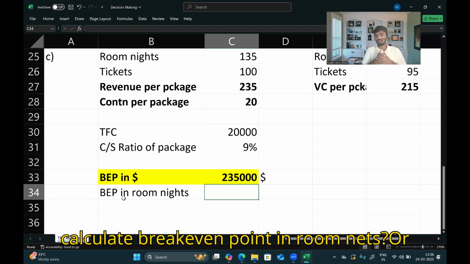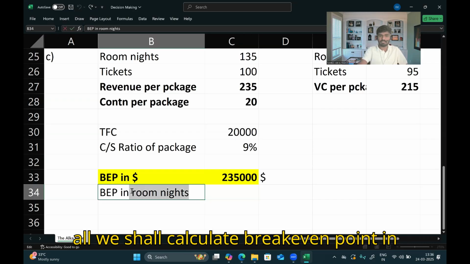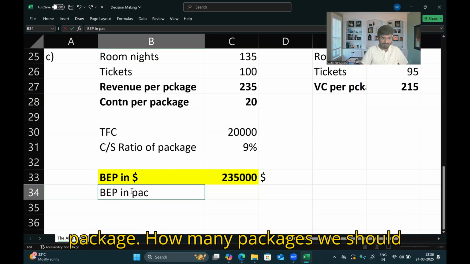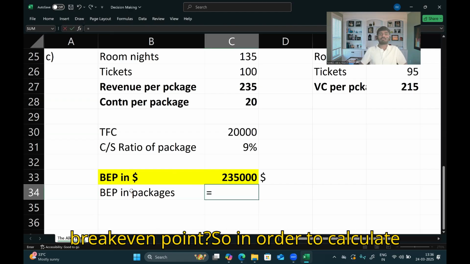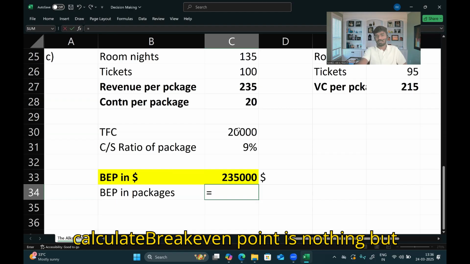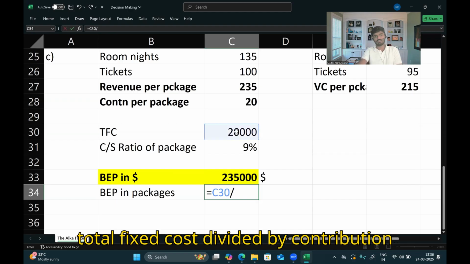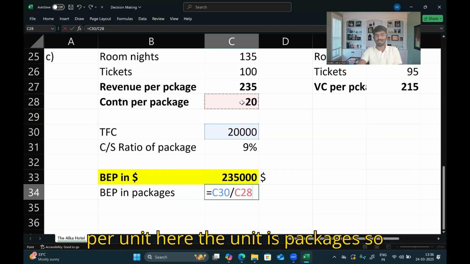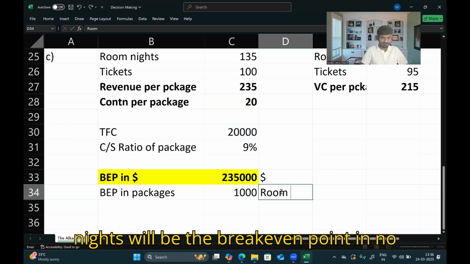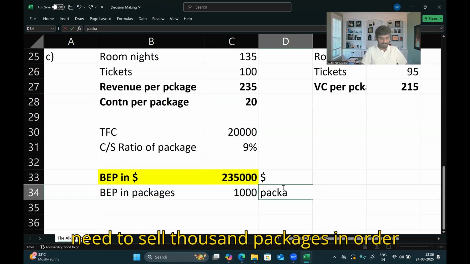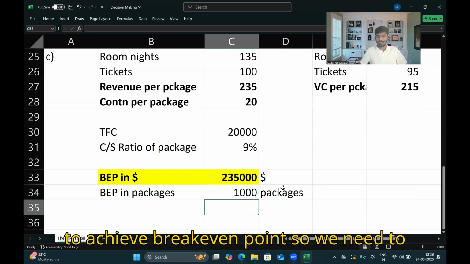How to calculate the break-even point in room nights? First of all, we shall calculate the break-even point in packages. How many packages should we sell in order to achieve break-even? We already know the break-even point is total fixed cost divided by contribution per unit. Here the unit is packages. So total fixed cost divided by contribution per package gives 1,000 packages. They need to sell 1,000 packages in order to achieve the break-even point.